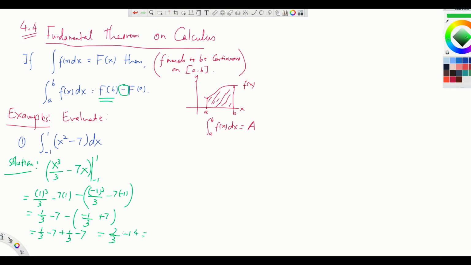So what do you get if you simplify that? You can use a calculator, or just note 14 is 42/3, so negative 42/3 plus 2/3 will be 40/3 with a negative sign. So this is the final answer you get.